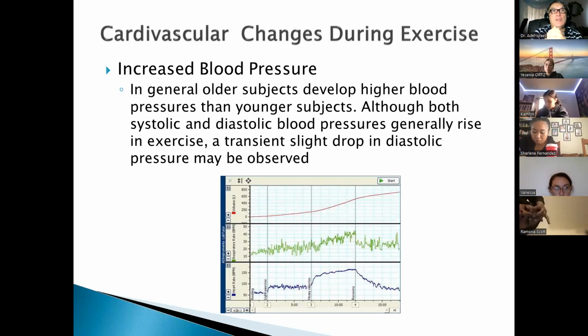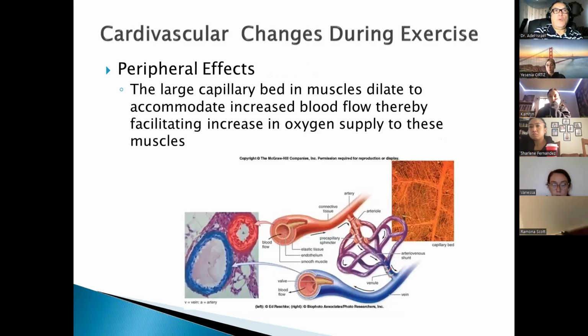Sometimes we notice that although both systolic and diastolic blood pressure generally rise, which is normal, sometimes we notice that the diastolic is getting less. And this is like a warning sign. We have to be careful about this. Then, what do you think about the peripheral resistance?